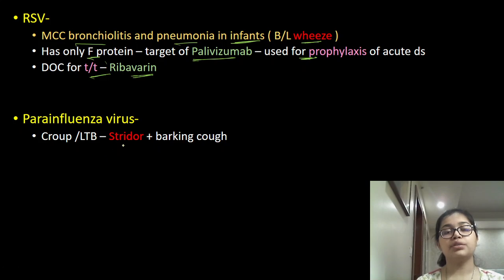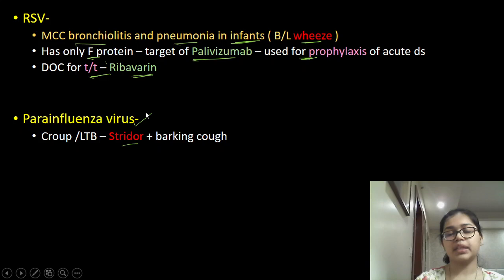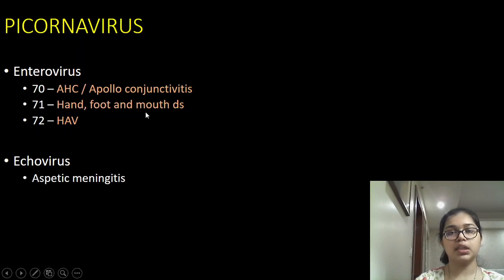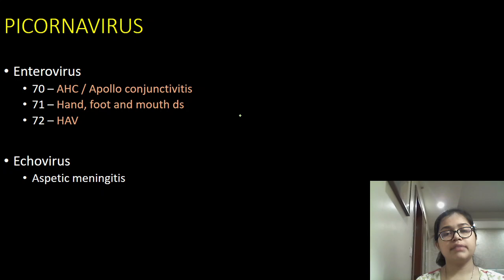Parainfluenza produces laryngotracheobronchitis with stridor. So RSV is associated with wheeze, whereas parainfluenza is associated with stridor and barking cough, a very typical barking cough. Picornavirus. The various viruses under picornavirus are poliovirus, enterovirus and echovirus, rhinovirus, calicivirus, and hepatitis A virus.